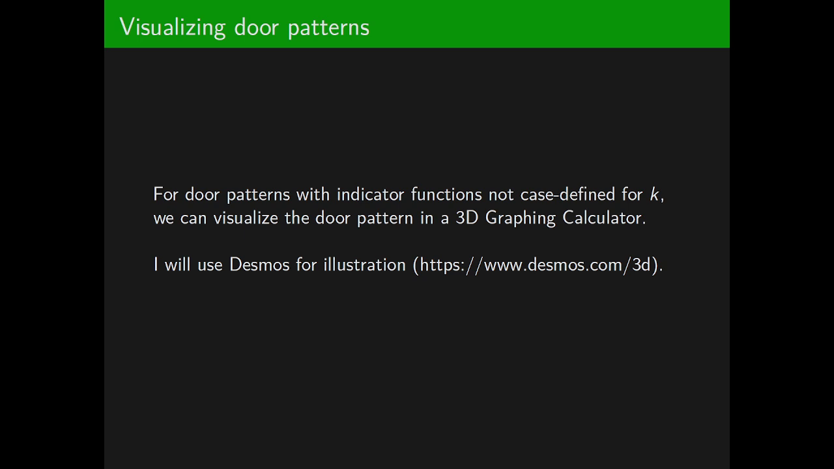Unfortunately, visualizing has one drawback, which is that we cannot really visualize it much for door patterns with case-defined K, or door patterns that are too exotic, like the Vortex door pattern that subtracts indicator functions. You see, subtracting indicator functions, that's not a good sign. So don't try to visualize a Vortex door pattern.